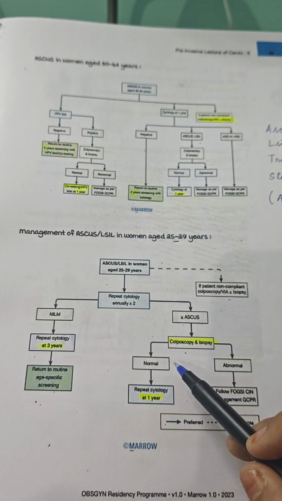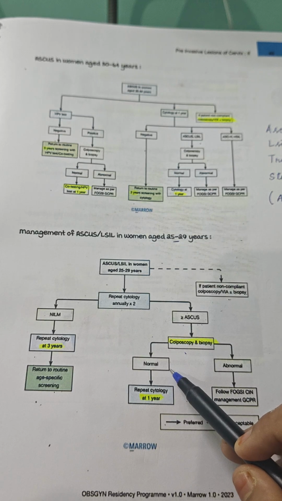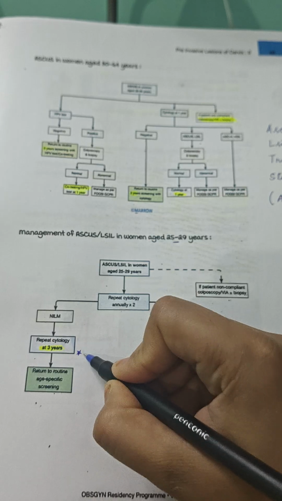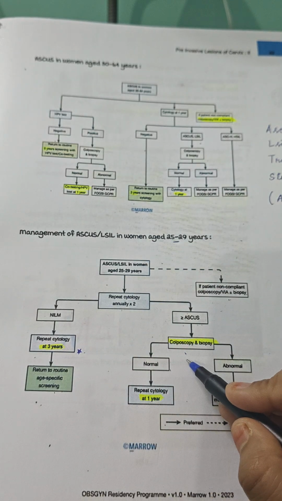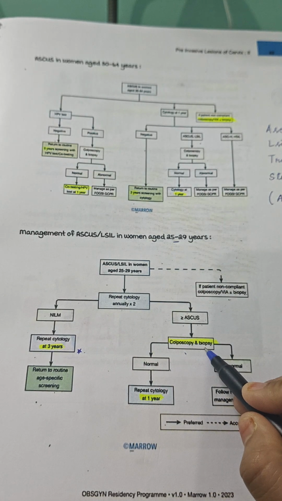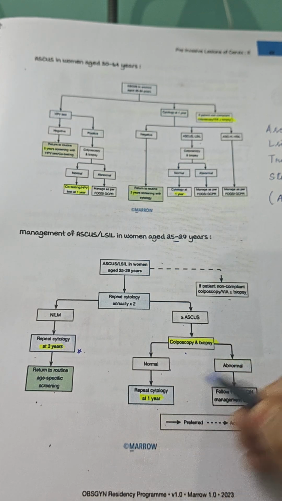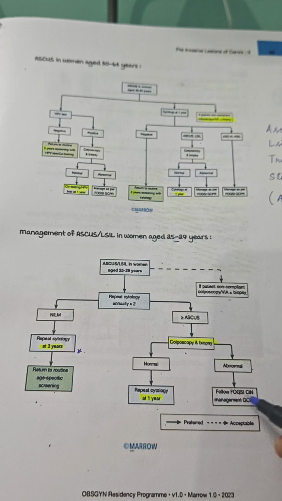Now, if on repeat cytology ASCUS or more than ASCUS is present, then directly we have to go for colposcopic biopsy, and if the colposcopic biopsy is normal, then we will repeat. So here we are repeating the cytology after 3 years if findings are normal. But if findings are abnormal and colposcopic biopsy is also normal, then we will repeat the cytology at 1 year. And if they are abnormal, then we will follow the CIN management ASCCP rules.